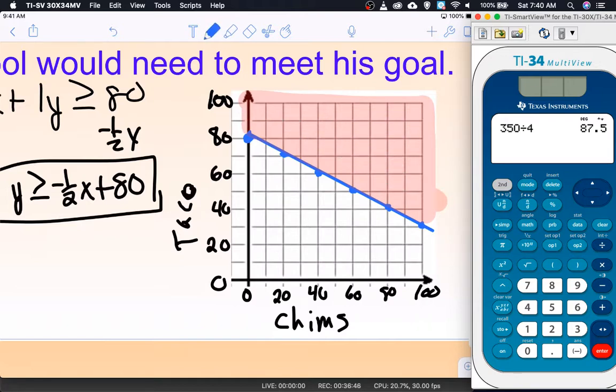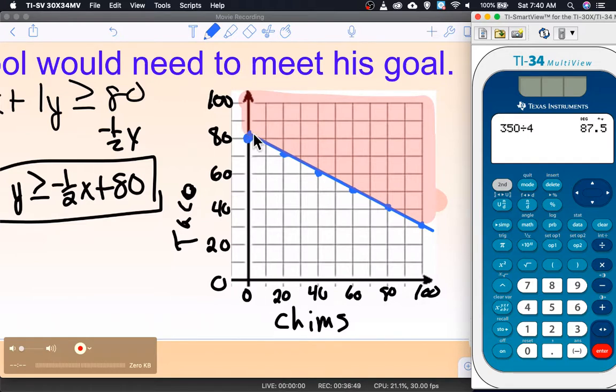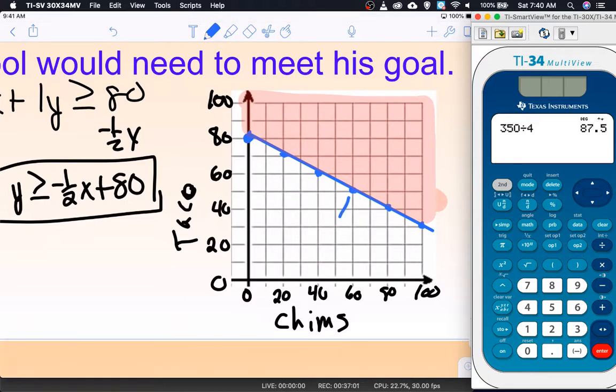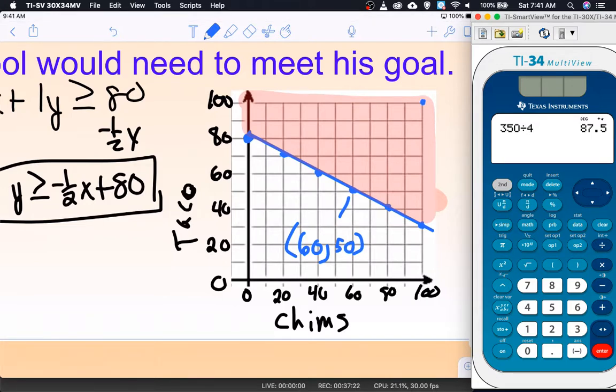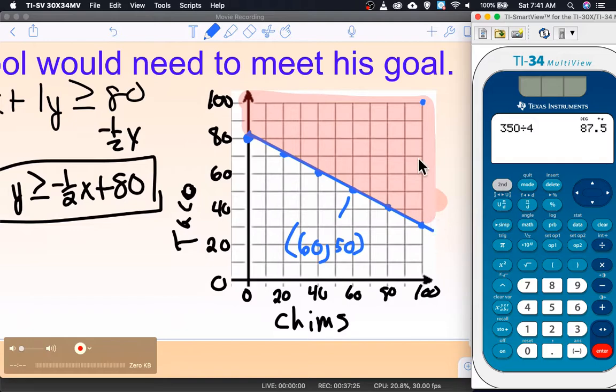And so now we can see that, if he ate just straight tacos, he'd eat tacos for 80 minutes, and that'd give him 80 tacos. Remember, he ate like 1 per minute. If he ate, what's this? This is the point, what? 60, 50. So he could eat 60 chimichangas and 50 tacos, and that'd be exactly 80 minutes. Remember, right on this line is exactly the 80 minutes. Anything above the line, it's still within his goal. So if he ate 100 of these and 100 of those, that would be his goal.